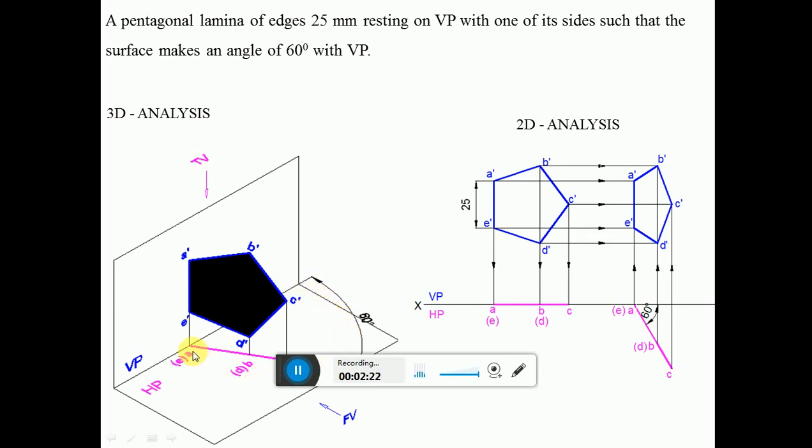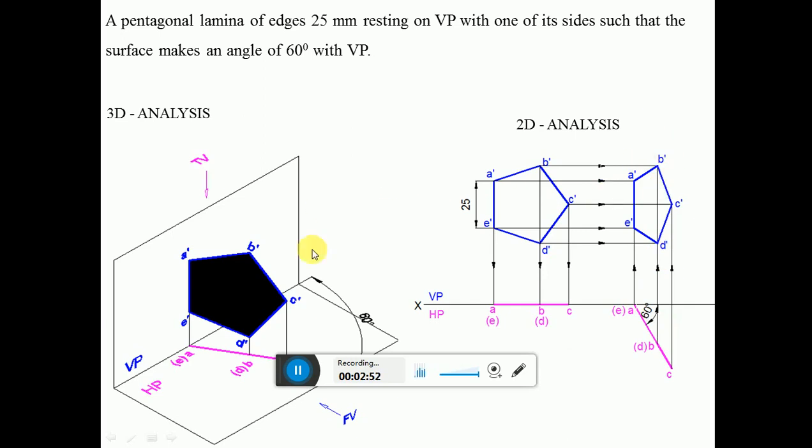Since we have changed the position, still the lamina is perpendicular to HP. That is the reason why you are getting a line in the front view. But when you look from the top view, the surface is inclined. You can see the surface inclination in HP. Now in the 2D analysis, when the surface is inclined to VP, we need to draw the corresponding front view.